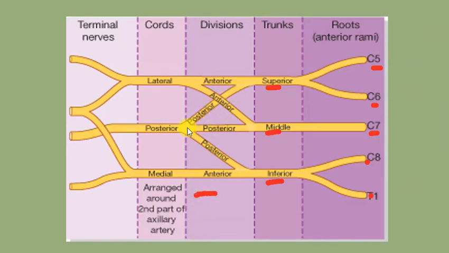All of the posterior divisions join to form the posterior cord. So the posterior division of the superior trunk, the posterior division of the middle trunk, and that of the inferior trunk form the posterior cord. The anterior divisions of the middle and the superior trunks form the lateral cord, while the anterior division of the inferior trunk forms the medial cord.